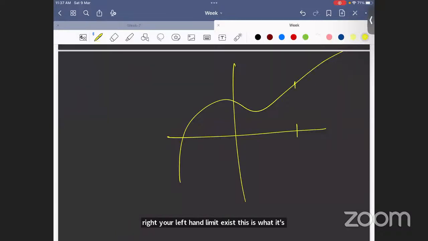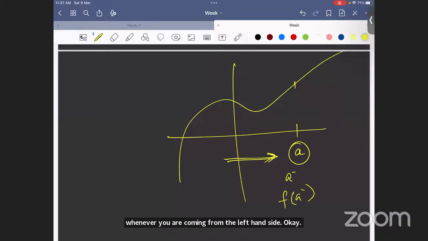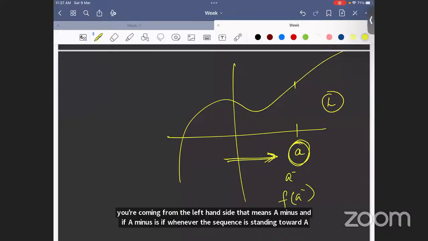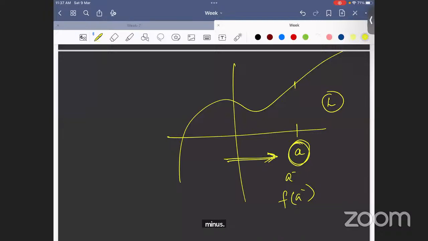So if you have a as a value, and you are coming from the left hand side, that means a minus. Whenever the sequence is tending toward a, your function value is tending toward L. If you are able to get that value, that means the limit exists, the left hand limit exists for that function. This is what it's saying.